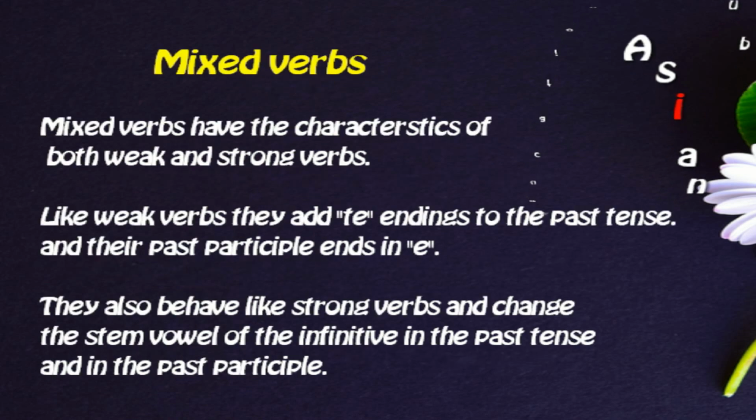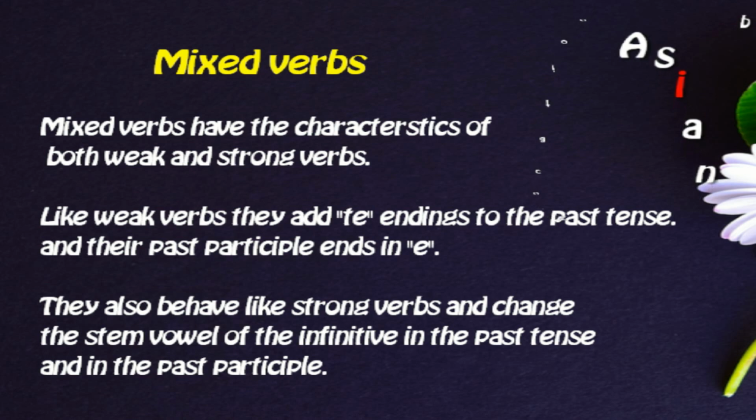Mixed verbs have the characteristics of both weak and strong verbs. Like weak verbs, they add te ending to the past tense and their past participle ends in t. They also behave like strong verbs and change the stem vowel of the infinitive in the past tense and in the past participle.